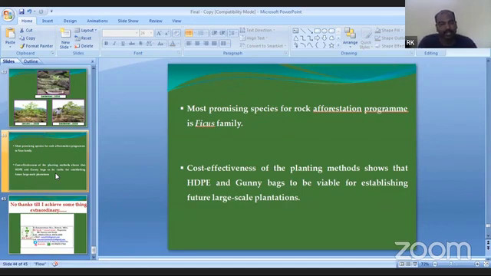Tree, what is the tree? If you go for fruit species, don't go for alien species. What are alien species? They are native to another country. That other country's species are exotic species.